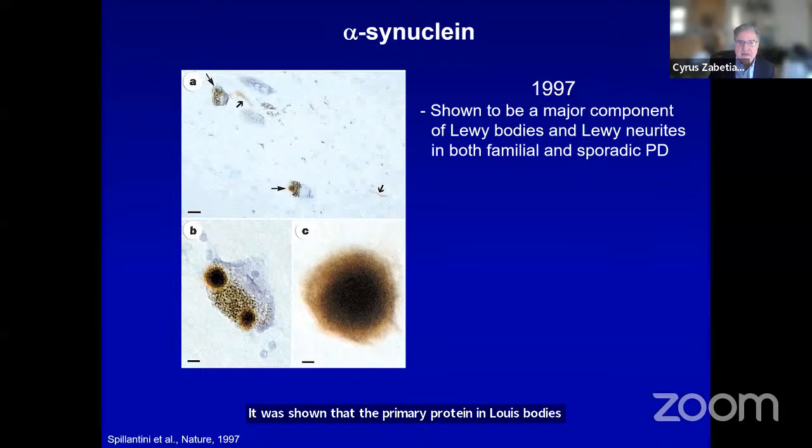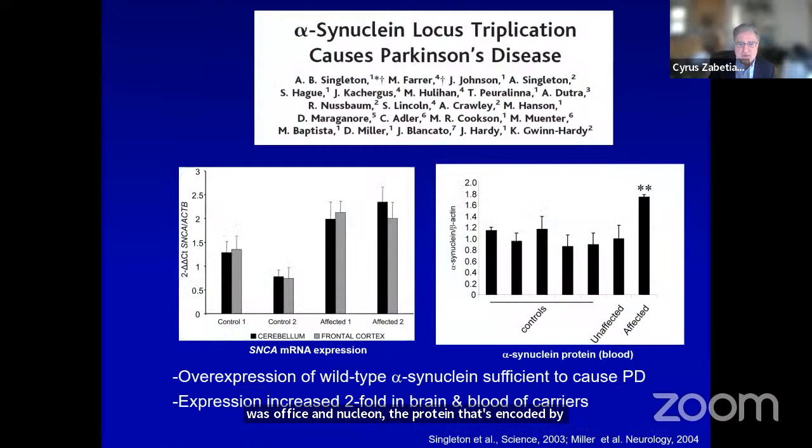And then subsequently, that was a point mutation we were talking about, but subsequently it was shown that duplications and triplications of the normal wild type gene, which gave you normal protein in terms of its sequence but elevated levels of the protein overall, were sufficient to cause Parkinson's disease. And you could see that there was increased alpha-synuclein in biofluids, including blood, CSF, and brain.